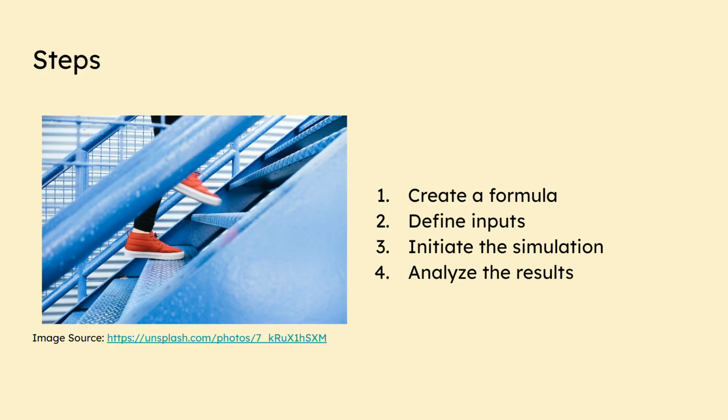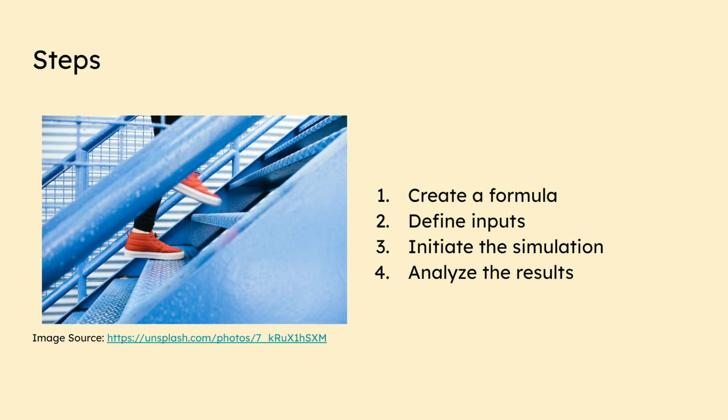When it comes to carrying out a Monte Carlo simulation, there are 4 steps that you must follow. The first step is to create a formula that represents the predictive model. It must consist of both independent and dependent variables. The second step is to define your inputs. In other words, you need to ensure that all the variables in your equation have a purpose.